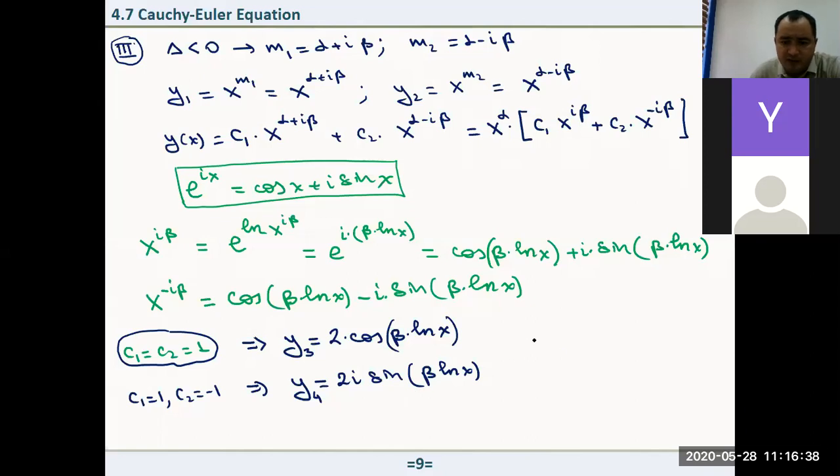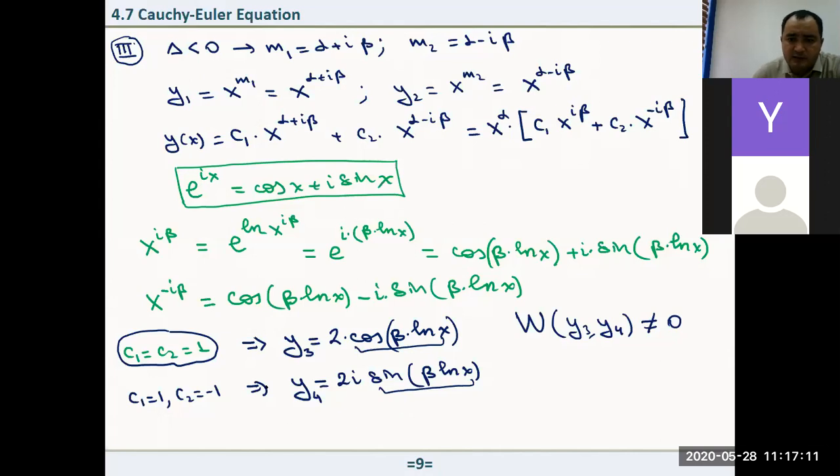And how can I do that? You just check the Wronskian determinant of y sub 3, y sub 4. You will see that it will be different from 0. You'll have a function here that is not identically equal to 0. That means these two functions are linearly independent. And that means they constitute a fundamental set of linearly independent solutions of the given differential equation, right?